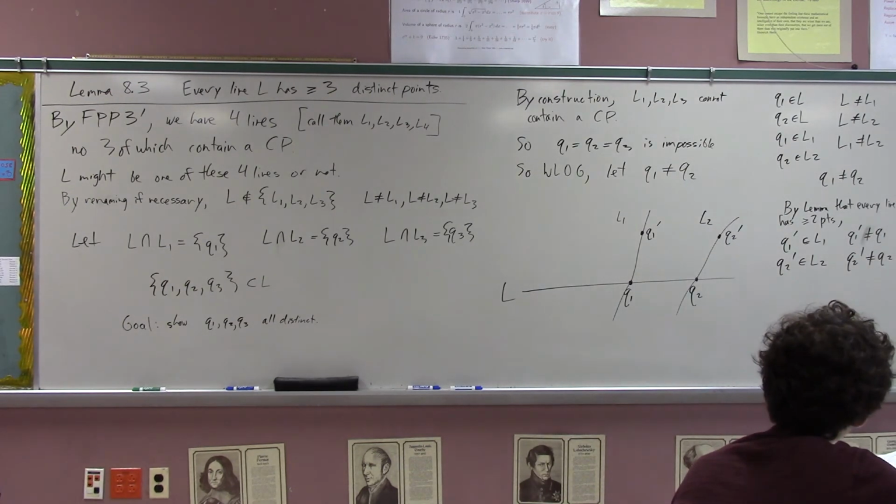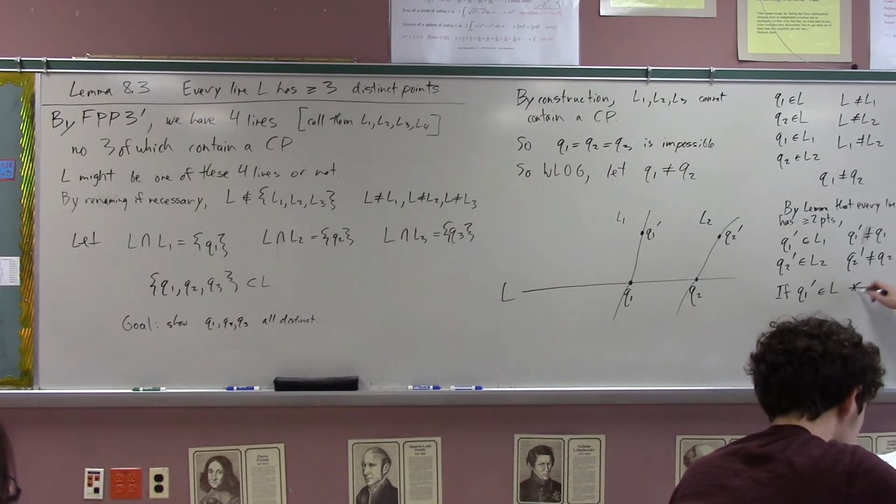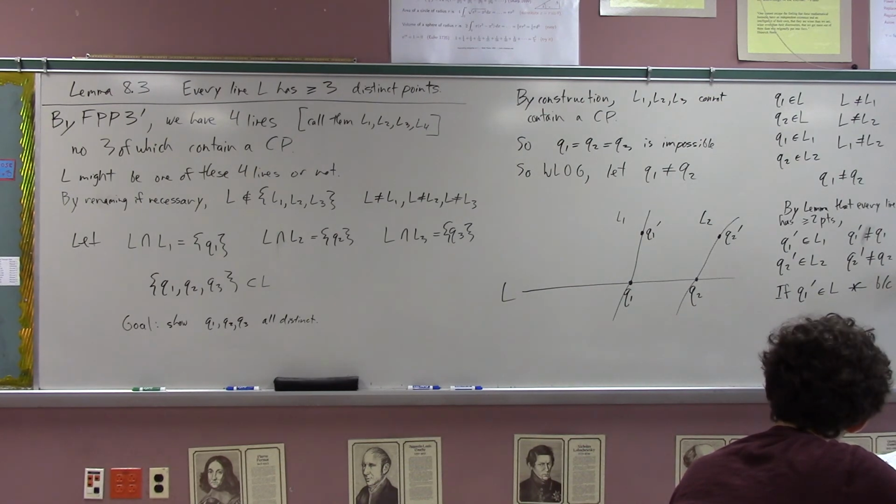Now, before we continue, let's establish all the other things that are obvious, such as the point-line relationships. L can't contain either of the prime points because of the axioms. If Q1 prime were on L, that would be a contradiction. Why? Because you'd have Q1 and Q1 prime, two distinct points, on L1, and you'd have Q1 and Q1 prime on L, and that's impossible.